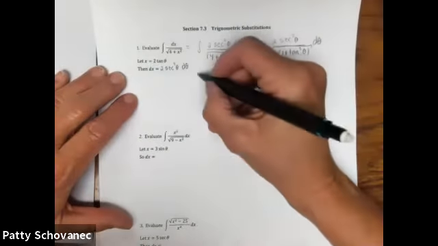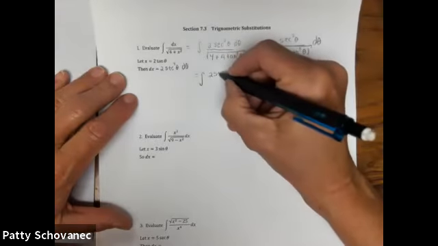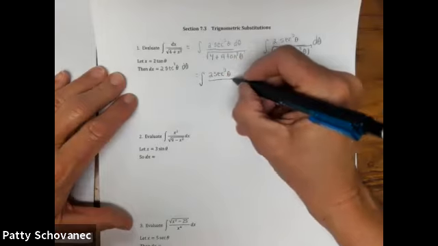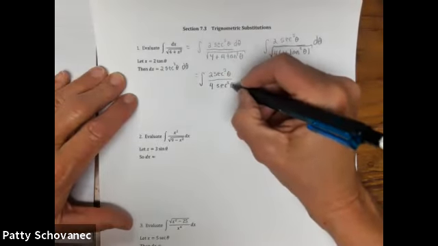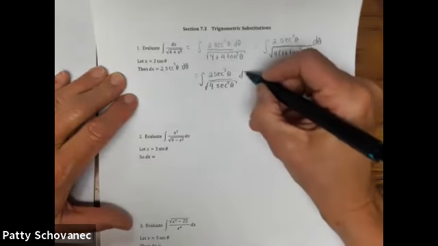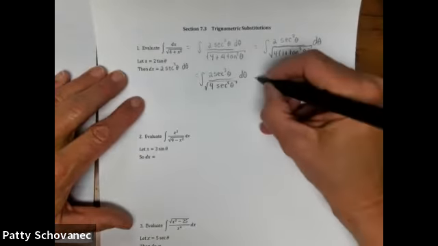Let me swing it all the way back over to here. Keep my 2 secant squared theta on top. Swap out the 1 plus tangent squared for a secant squared. And then in the next step, we're going to take the square root of that. So it's going to put me a 2 secant theta on the bottom.